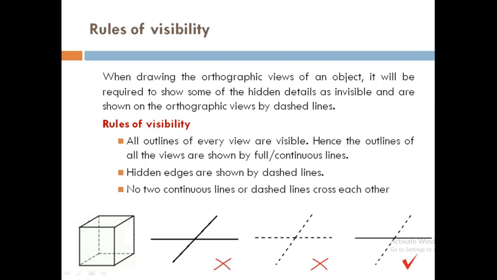And one more thing is no 2 continuous lines or no 2 dashed lines cross each other. Here you can see the 2 continuous lines will never cross each other and no 2 dotted lines will ever cross each other. Always there can be a dotted line crossing over a continuous line or a continuous line crossing over a dotted line.